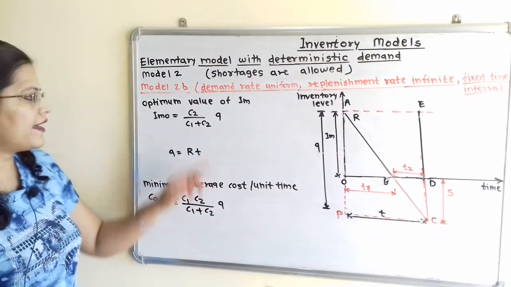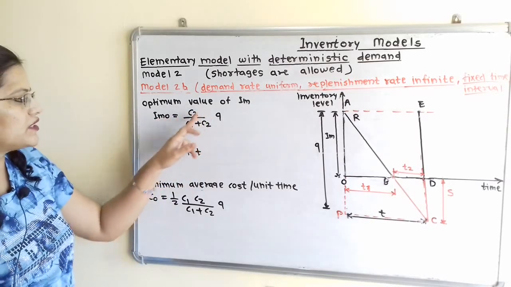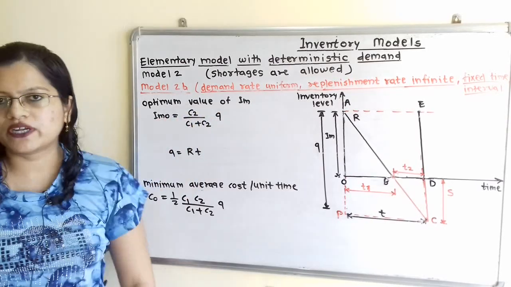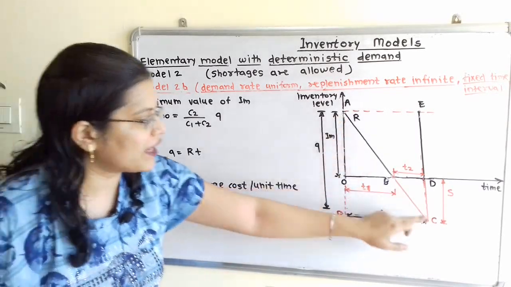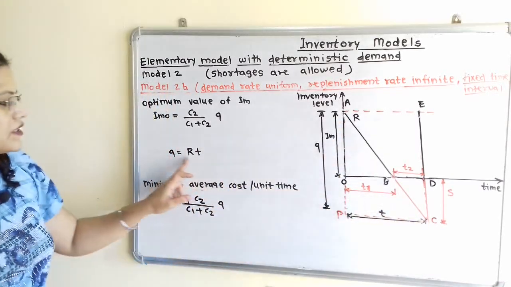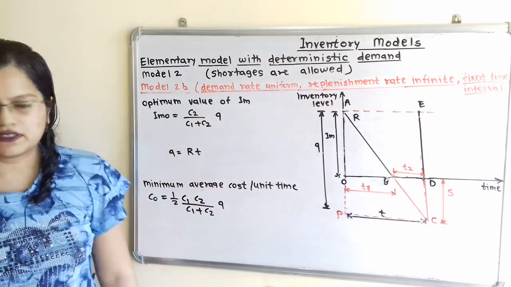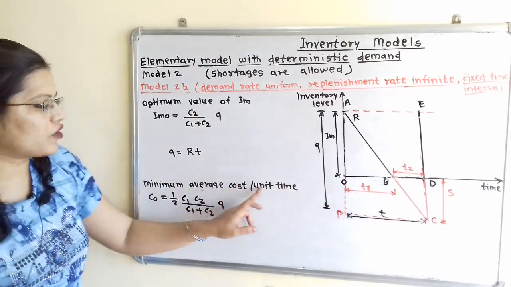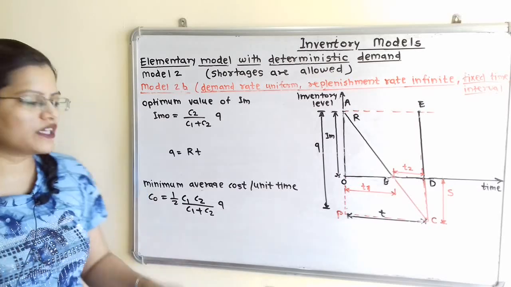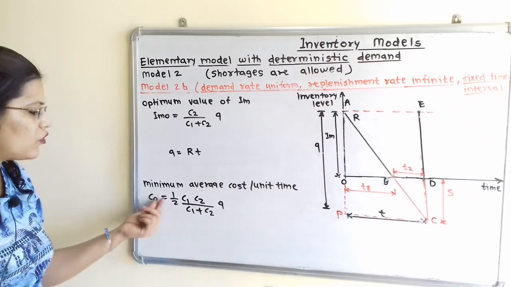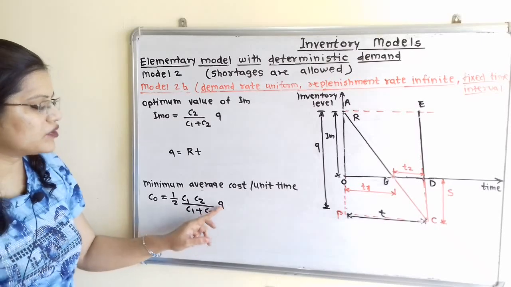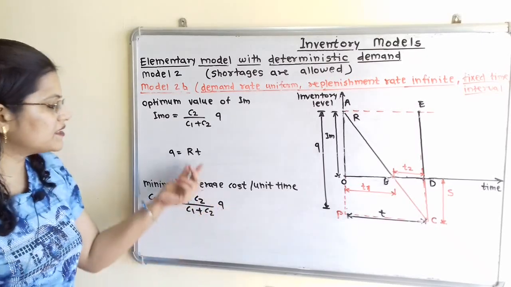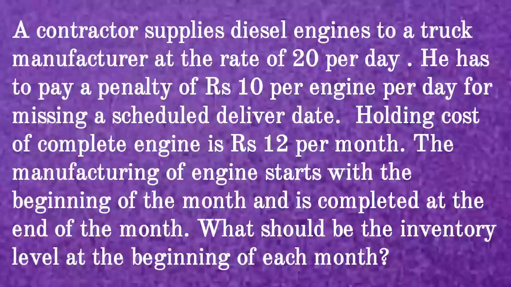Optimum value of Im, that is IMO, is equal to C2 divided by C1 plus C2 into Q. So how to write this Q? Q is nothing but R into T. So Q is equal to RT, we can replace here. Then minimum average cost per unit time. So minimum average cost, that is optimal cost, CO is equal to half C1 C2 divided by C1 plus C2 into Q. So we can replace this Q with RT.